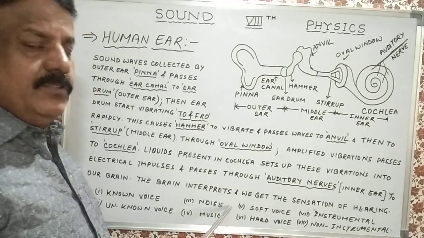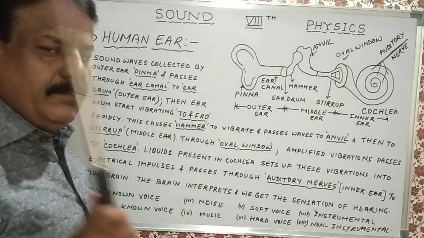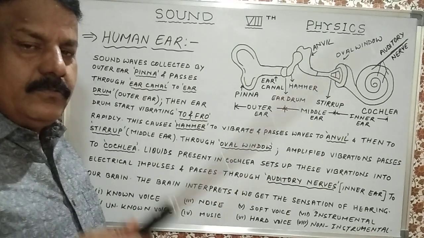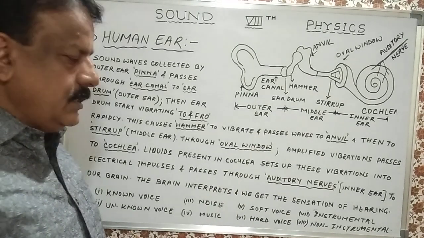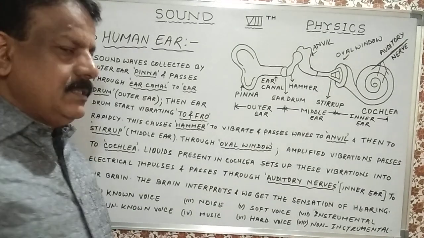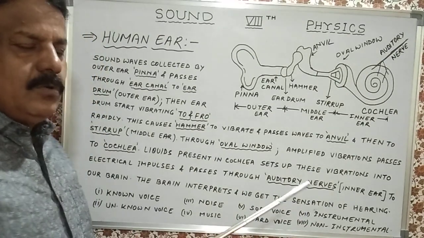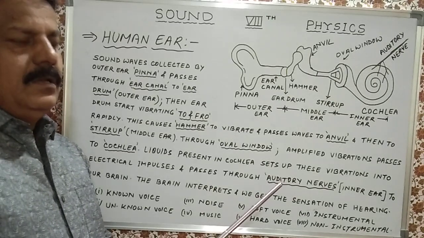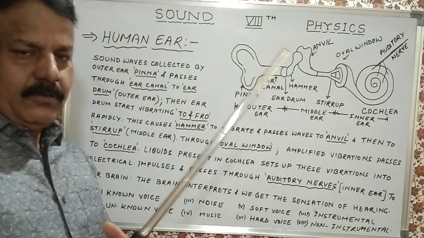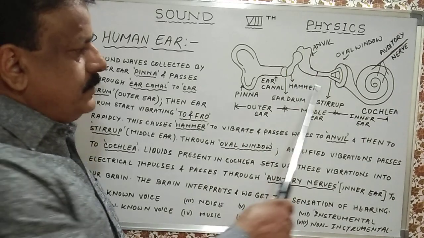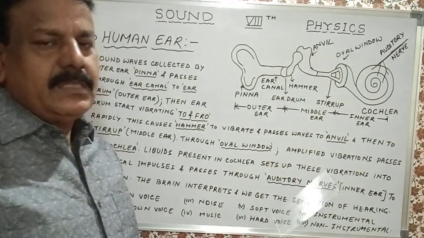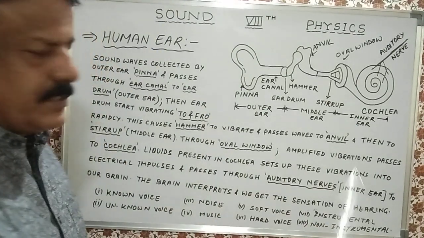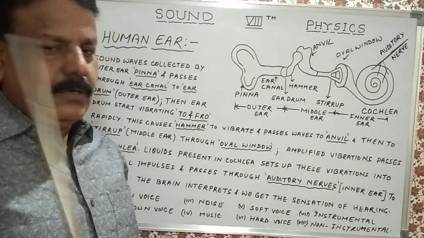Third, noise. If you are hearing any sound, the brain interprets whether it is noise, music, a soft voice, a harsh voice, instrumental or non-instrumental. So a lot of information we get from how the brain interprets the electrical impulses received through the auditory nerves. This is the system by which we hear through our ear.